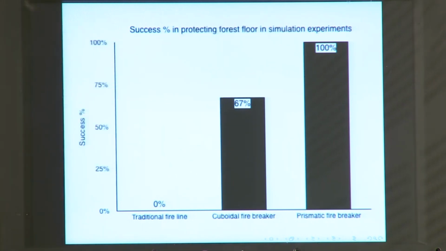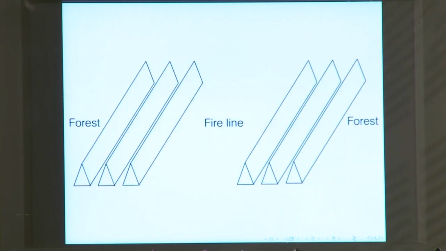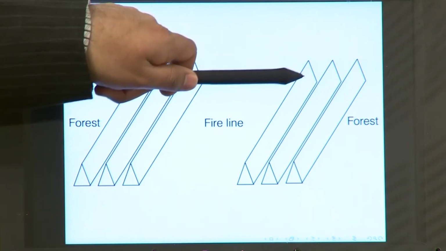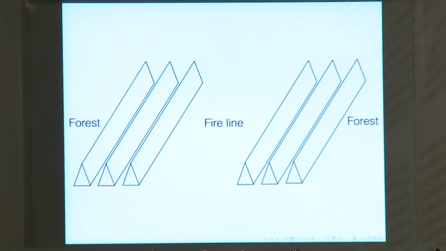So, what recommendation can we come up with from such a study? We can say that even if you are making a fire line, why not construct fire breakers on both sides, so that if there is any leaf fall later on, the leaves will get accumulated in these trenches, and in that case the fire will not be able to bleed to the other side.